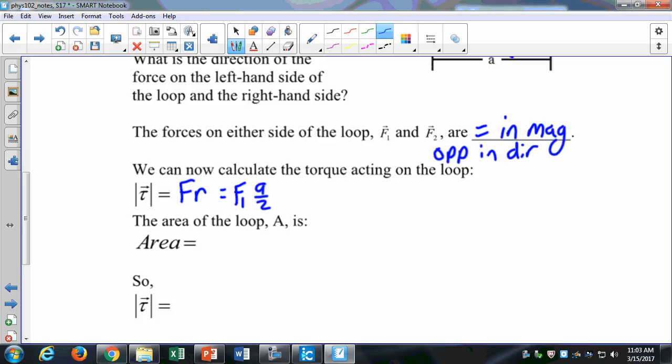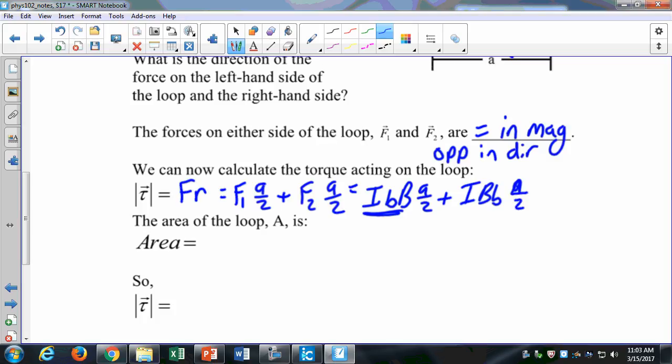So that's the force times the length of the moment arm plus F2 times A over 2. So that's going to be I times B times B times A over 2. This is just the force, which we had before, plus I times B times B times A over 2. Just the force times the length of the moment arm. Torque is equal to F times R. And so this is equal to I times B times A times B.